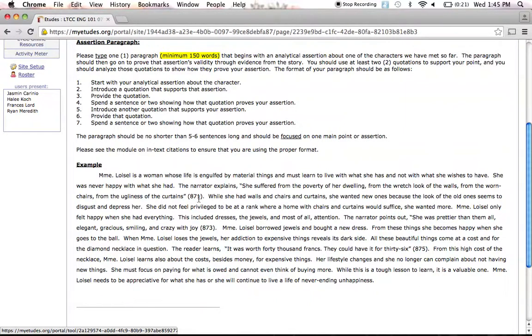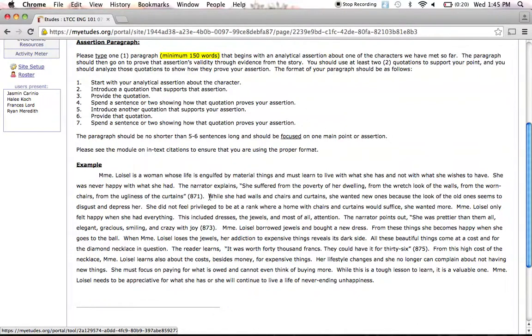Because we're only discussing one story here that has one author, you only need to put the page number in parentheses following the end quotation mark. If we were discussing more than one story, more than one author, then you would put the author's name, a space, and then the page number. Notice there's no P for page anywhere. So just the author's last name, space, page number, in parentheses, then a period.